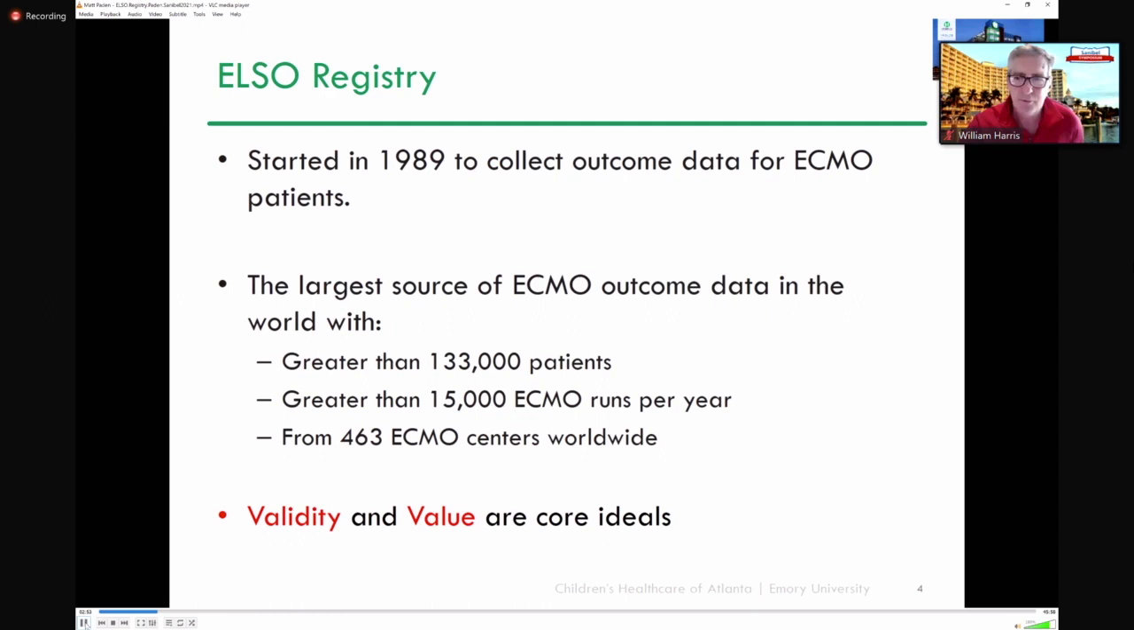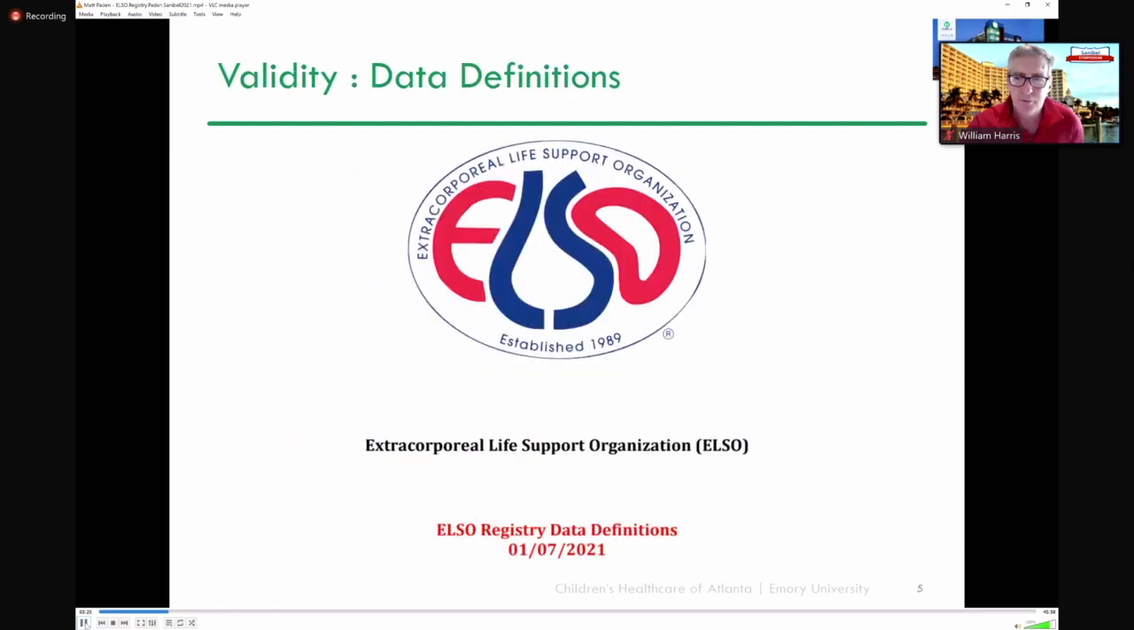The second core ideal is one of value: if we're going to ask our centers to take the time to collect all of this data for us, that data has to be able to provide some value to the ECMO center itself, but probably more importantly to the patients who we're doing all of this for. From the standpoint of validity and value, those are the 2 core ideals that underlie the ELSO registry and what I'm going to focus on today.